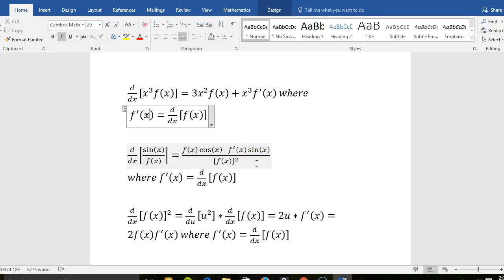We can't really go any further because I've not really stated what f of x is. We're assuming that f is differentiable. Otherwise, I'd be in deep trouble, and we couldn't necessarily do this. It wouldn't make sense.